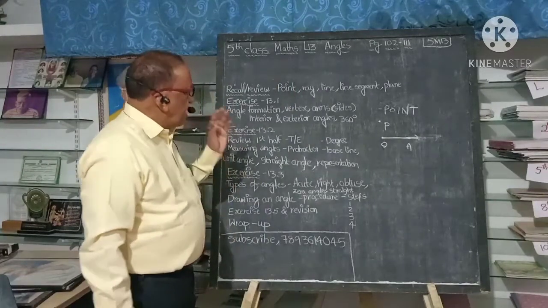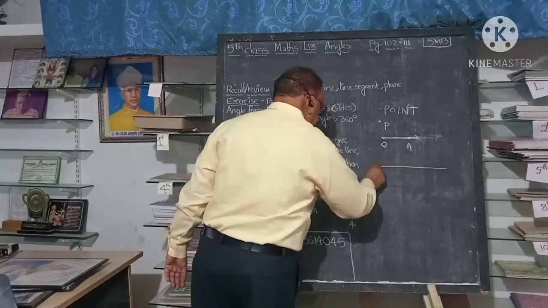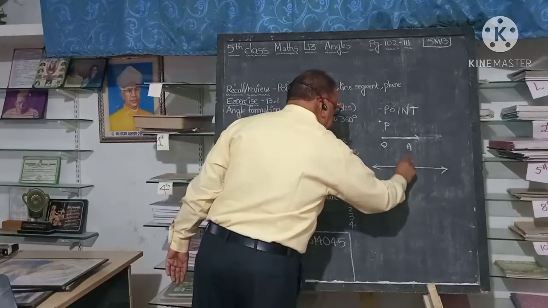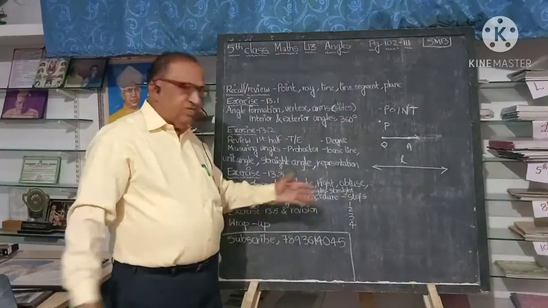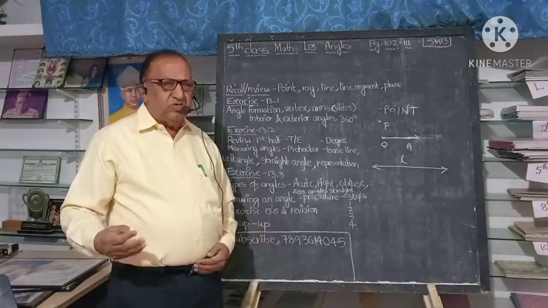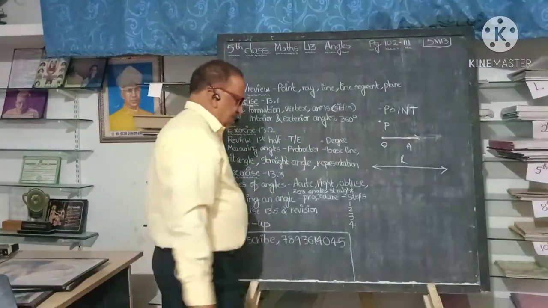And then you have a line. A line is unending, this is called a line. Line L, M, A, B, C or whatever. But we normally use small letters. So that's the line. And then what is a line segment?